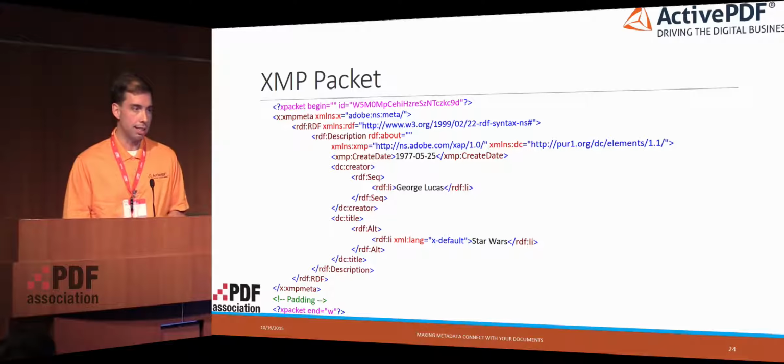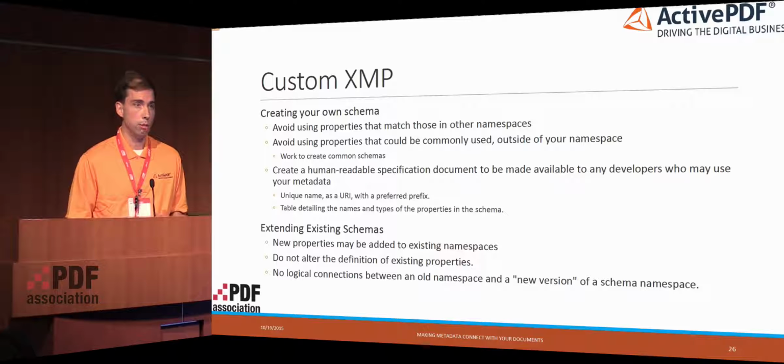All right, so moving on to custom schemas, ways to extend XMP to make it work for your specific needs. First one is creating our own schema. If we're going to do that, we need to make sure that we avoid using properties that exist syntactically in other namespaces. So if somebody else already has a published namespace that has the same property name and type, you'll want to use theirs, because otherwise you get fragmentation and just a lot of confusion coming in.